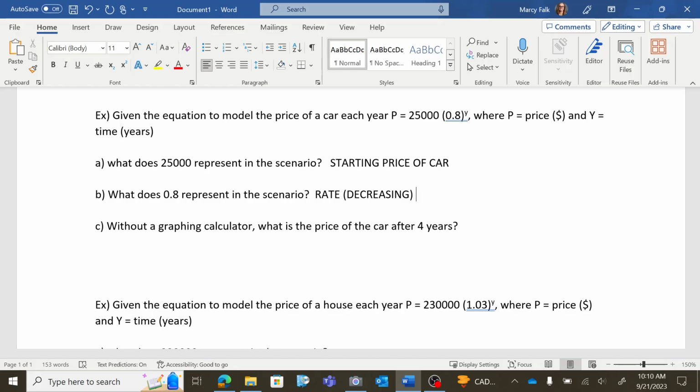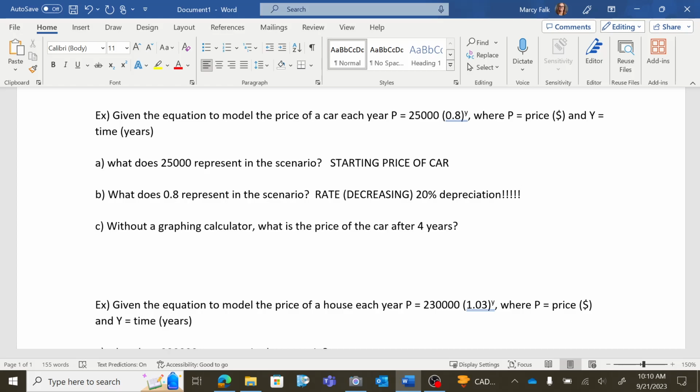Okay. What is the actual rate of depreciation? 20%. It's 20% depreciated. So 0.8 is 80% of its value. So it's gone down by 20%. Okay, does that make sense to us? 0.8 is 80%. Your car is 80% of its value. It has gone down by 20% of its value.